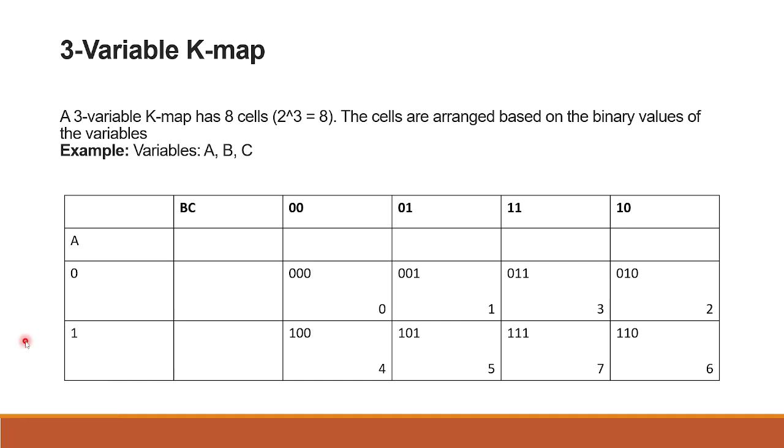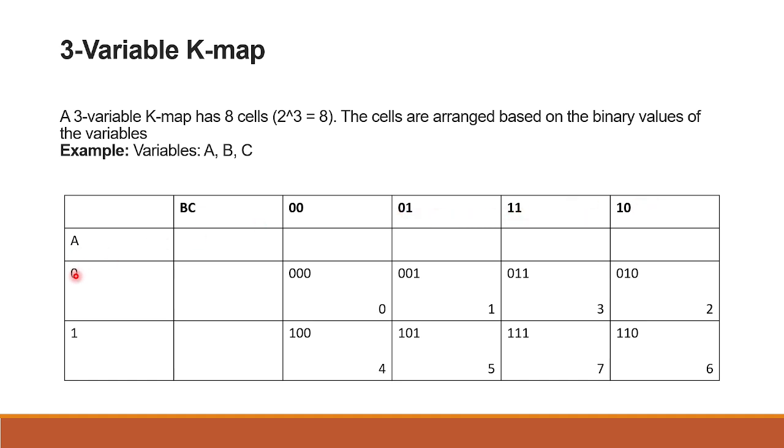Let us see how this map works. Here there are 3 variables, so we will take A on our left side and B and C on our top side. Here we distribute the binary values: A is 0 1, and BC is 0 0, 0 1, and so on. The first 0 represents B and the second 0 represents C.